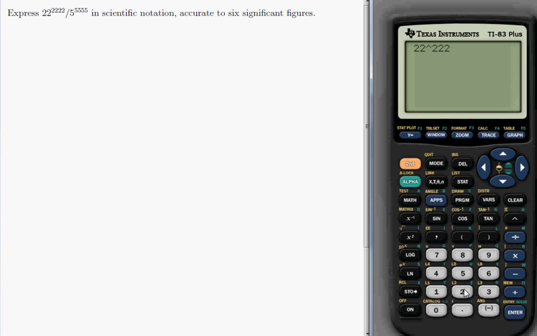22 raised to the 2222nd divided by 5 to the 5555th. And the calculator doesn't like it. Overflow. The numbers are simply too big for the calculator to handle. Now this is simply unacceptable.